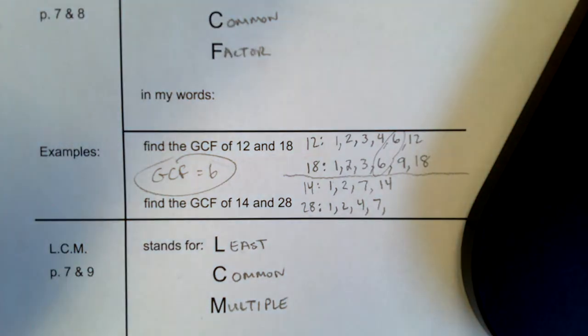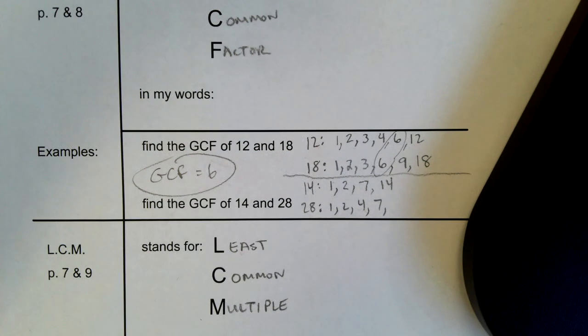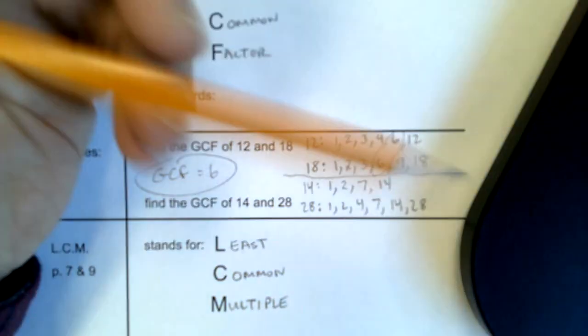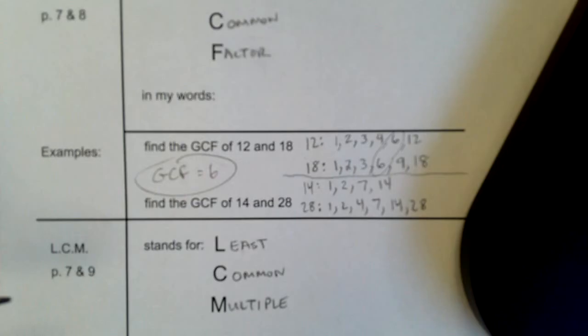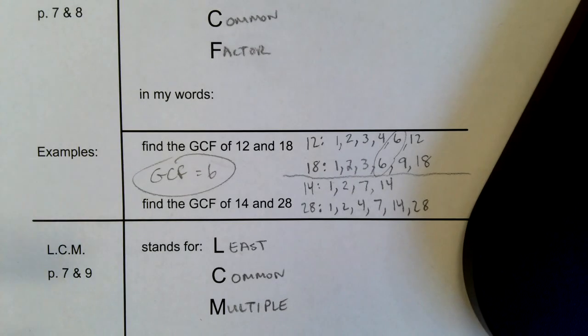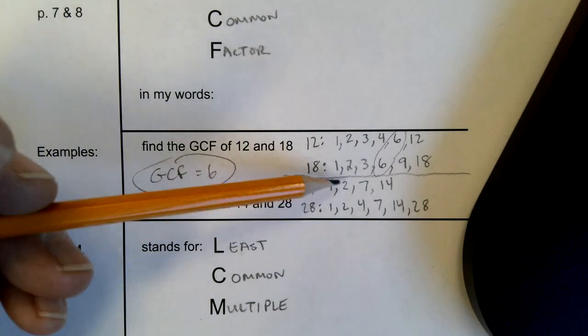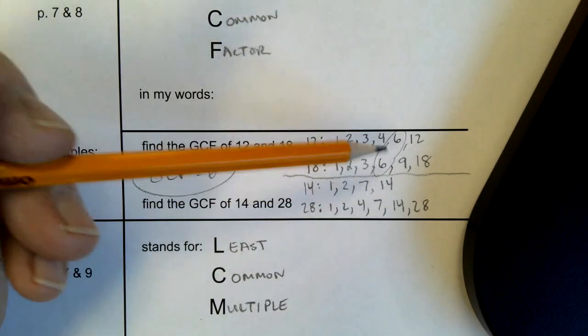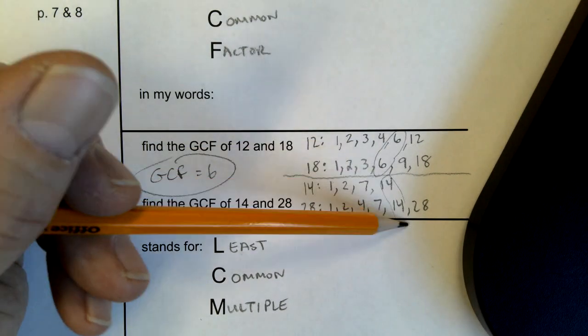So same thing for 28. Not 3, 4 does, though. 5, 6, 7 does. 8, 9, 10, 11, 12, 13, 14 does. And then we're halfway to 28 at 14, so I can just go straight to 14, or straight to 28. So a few things they have in common, 1 and 2, but the biggest number, the factor that they have in common, is 14.